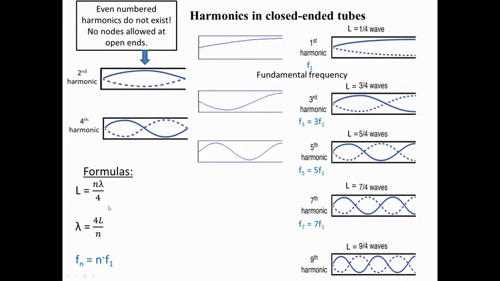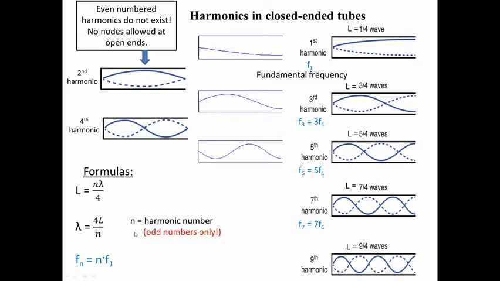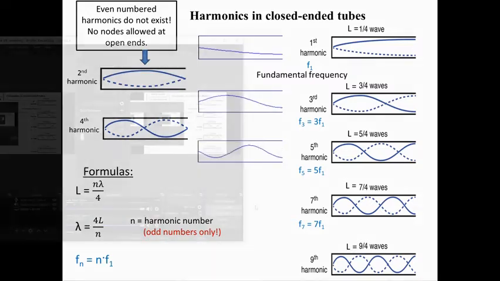With the open-ended tubes, it was half waves. But with closed-ended tubes, it is quarter waves. So we have a 4 on bottom. They look very similar, except the 2 becomes a 4. This is the exact same formula for the frequency as we had with the open-ended tubes. The main thing to remember here is that you can only have odd numbers when you're plugging in the harmonics for closed-ended tubes that are open on the other end.